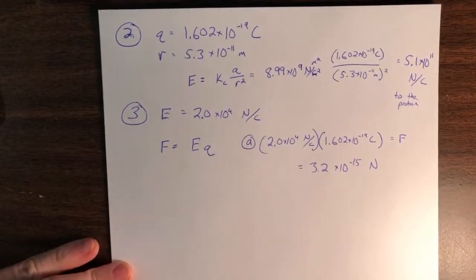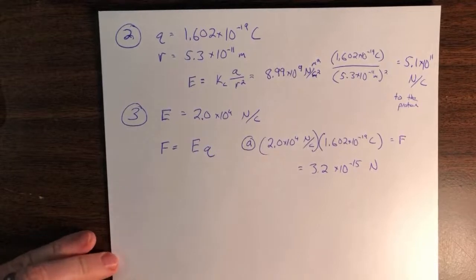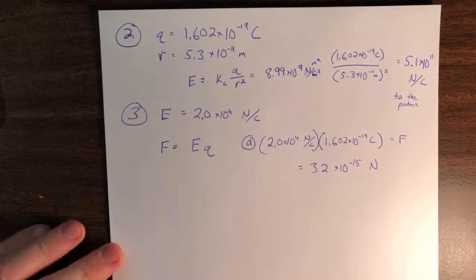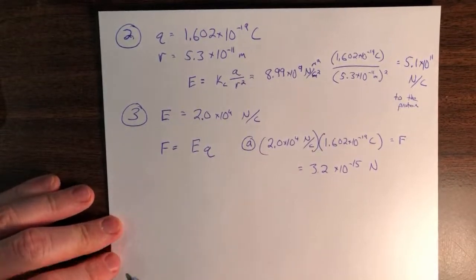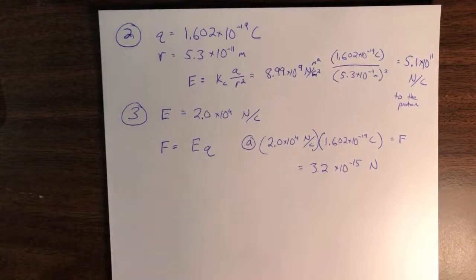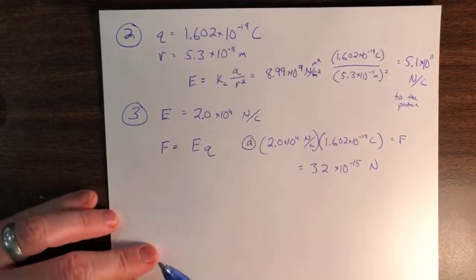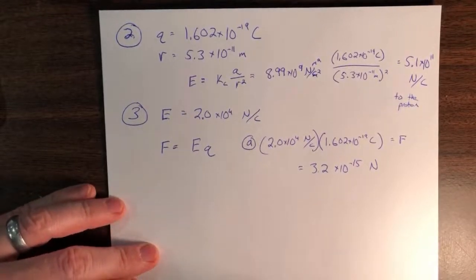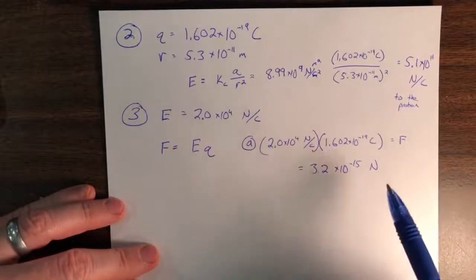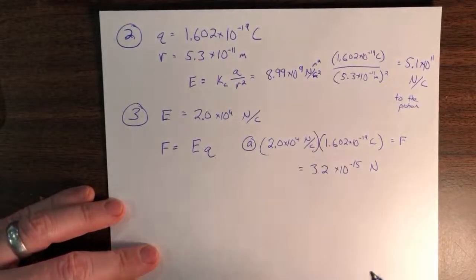So if you're talking about an electron or a proton, that force is going to be able to cause a very, very large amount of acceleration because the mass of both the proton and electron are very, very small. And the electron's mass is going to be even less. So the force on the electron and the proton is the same in magnitude. So A and B are really the same.